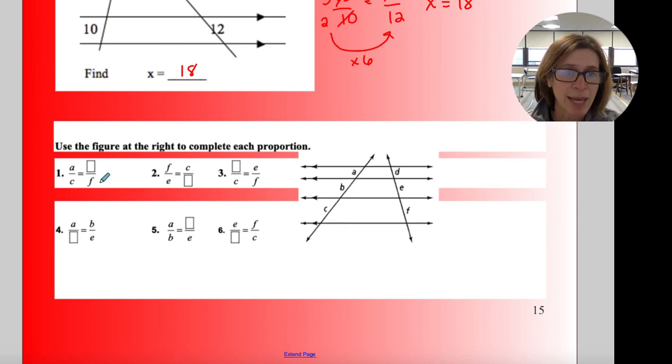All right, so they gave me a over c, so they did a over c has to be equal to, hopefully you're seeing that would be d over f, because they have to be in between the same parallel lines. F over E would have to be, hopefully you see it, C over B. Okay? And then E over F would have to be B over C. You try the next three.